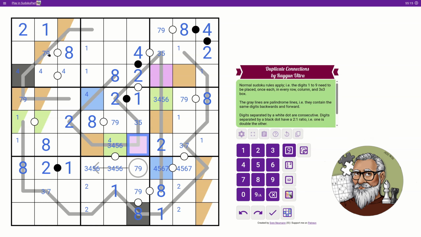Hmm. Where's the other 7, 9 here? And which color is this one? This one is that. This one is that. So it's obviously one of those, but not helping.